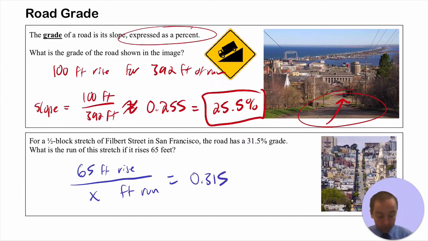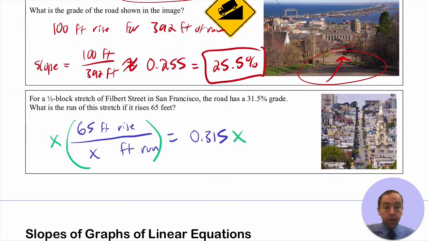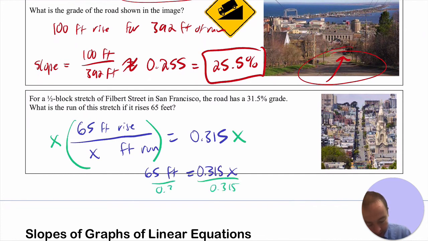To solve for x when x is in the denominator of a fraction like that, one of the best things you could do is take this side and multiply by x, because that's going to undo dividing by x. That brings x over to the other side, but then you don't have to worry about x being a denominator at this point. So we just end up with 65 feet on the left-hand side, and 0.315x, and then from there you can just divide both sides by 0.315, and that's going to give you x, which was standing for the run of this road. So if we divide that out, we end up getting x to be approximately 206.3 feet.